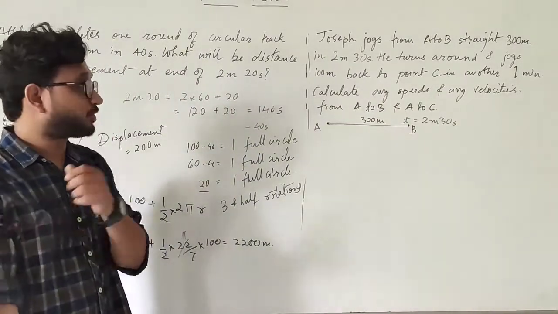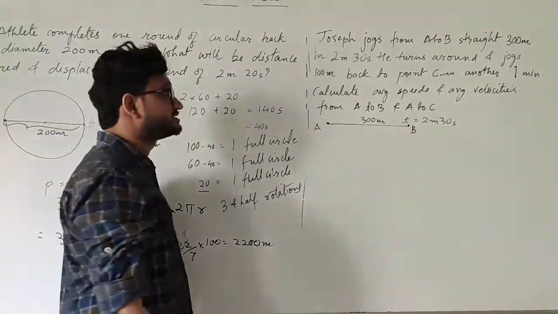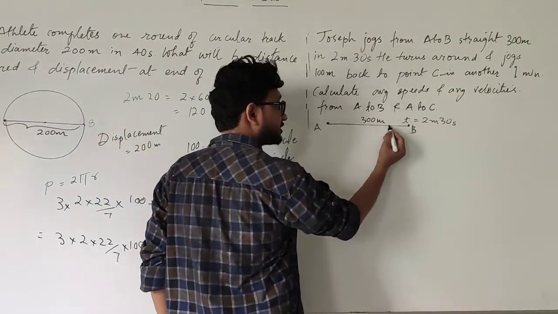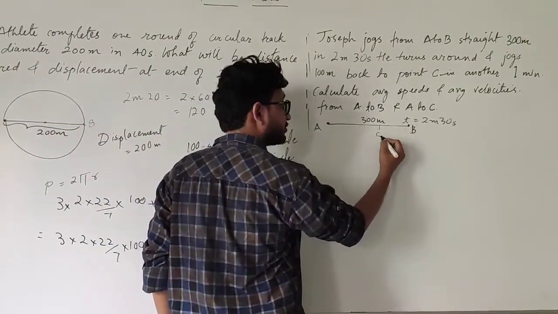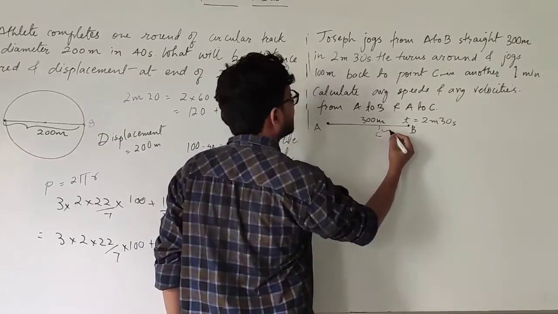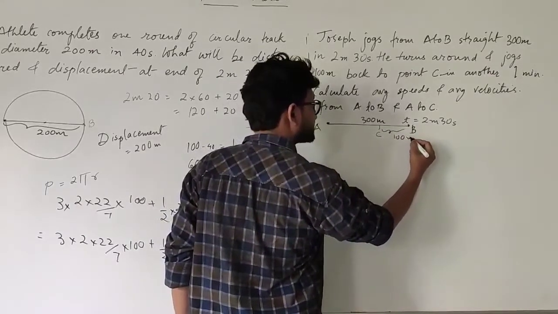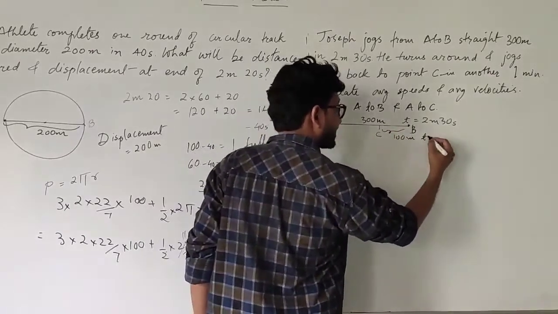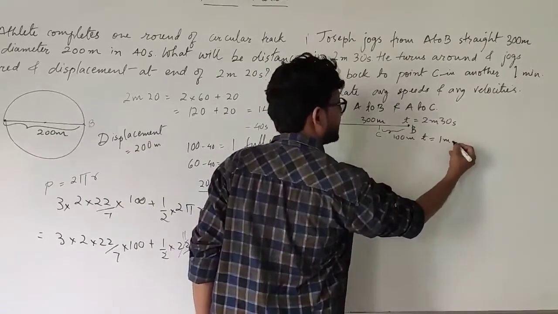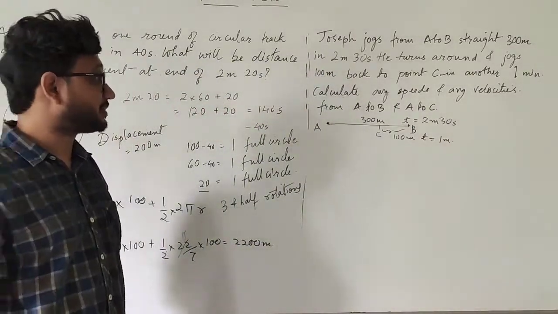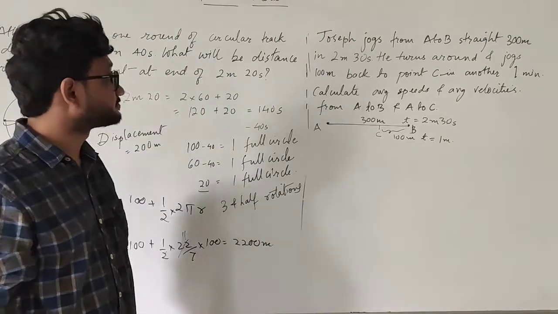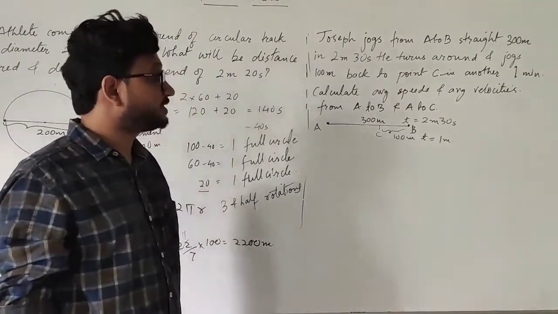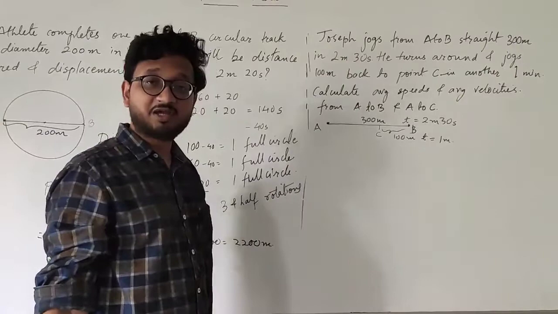He turns around from point B and comes back to point C in another 1 minute. So he turns around and comes back to a certain point C over here, that is 100 meters, and the time taken is 1 minute. So he takes 1 minute to come back another 100 meters. Calculate the average speed and average velocities from A to B and A to C.